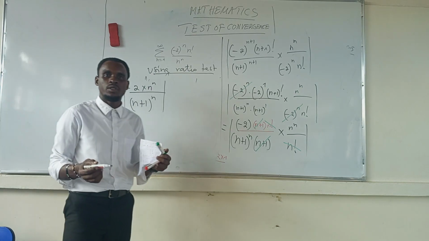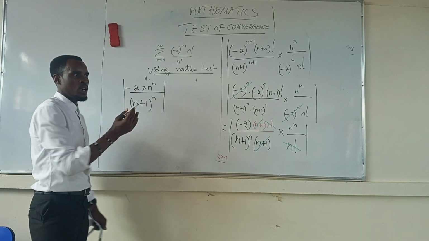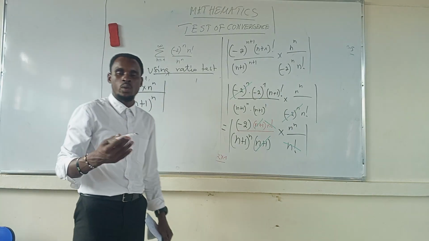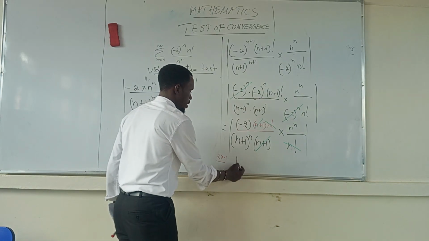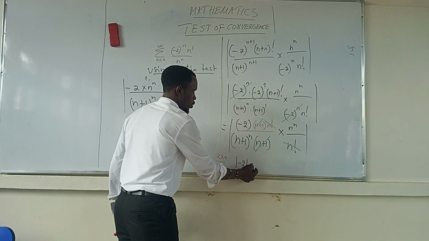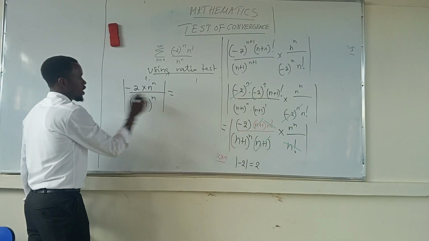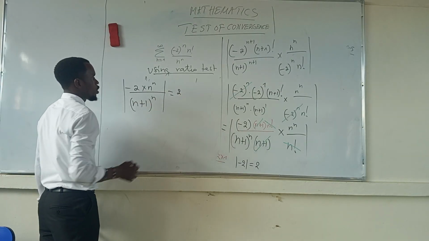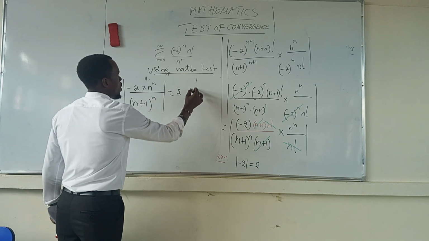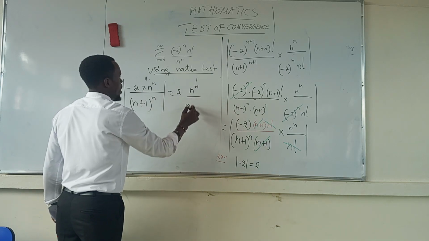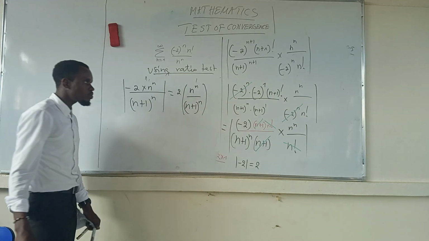If you observe it carefully here, -2, if it goes out of absolute value, I will just get a +2. Remember that the absolute value of -2 gives +2. That's why this 2 is going to go out of absolute value or magnitude, to still have n power n over n plus 1 to the n.